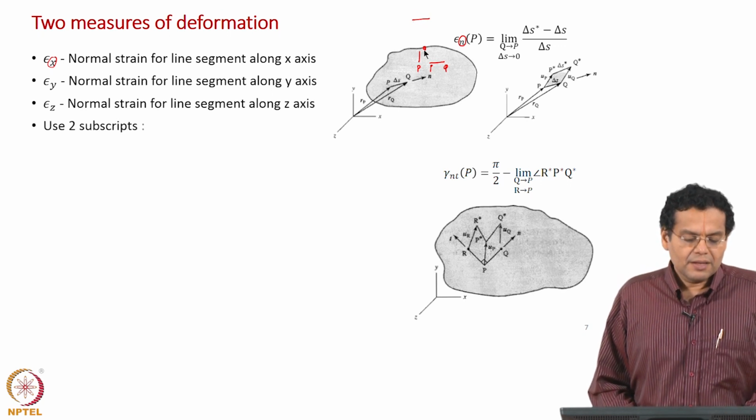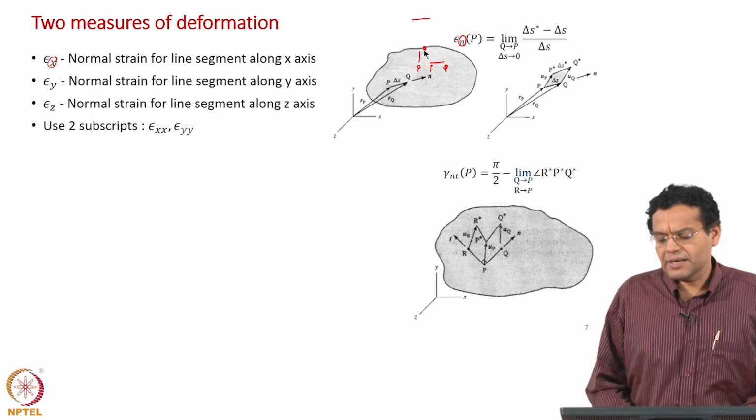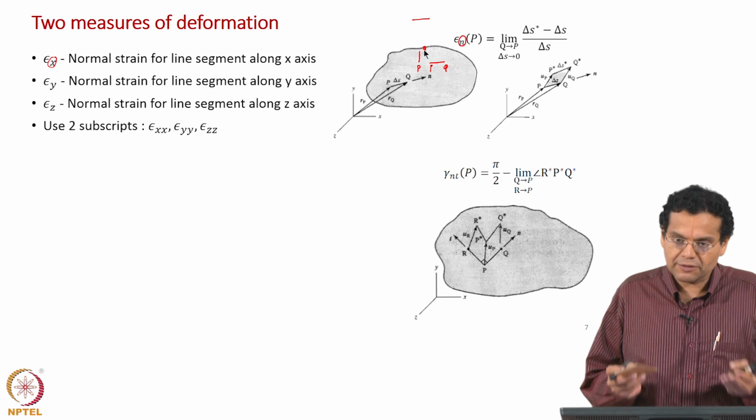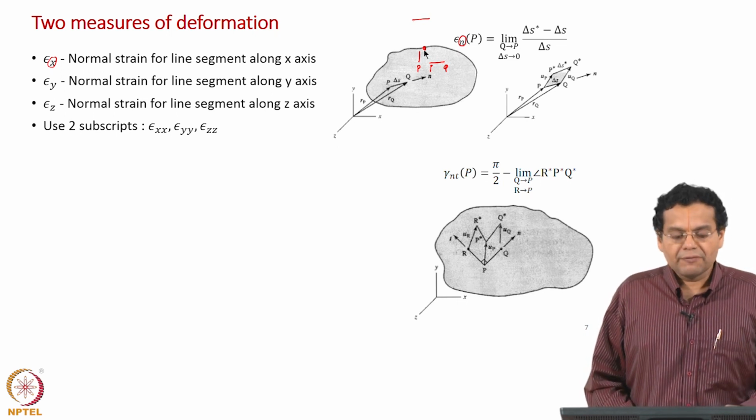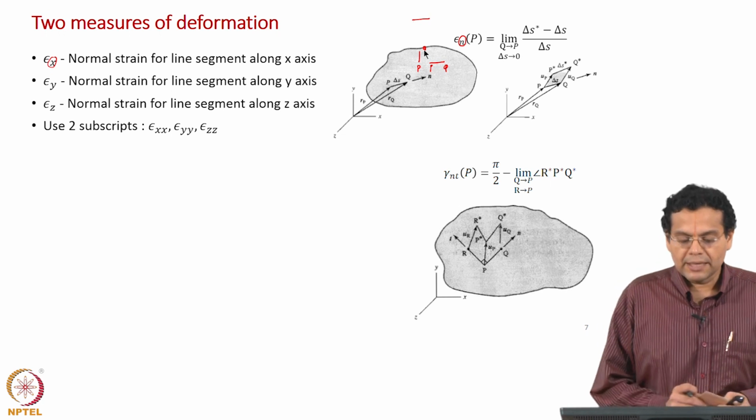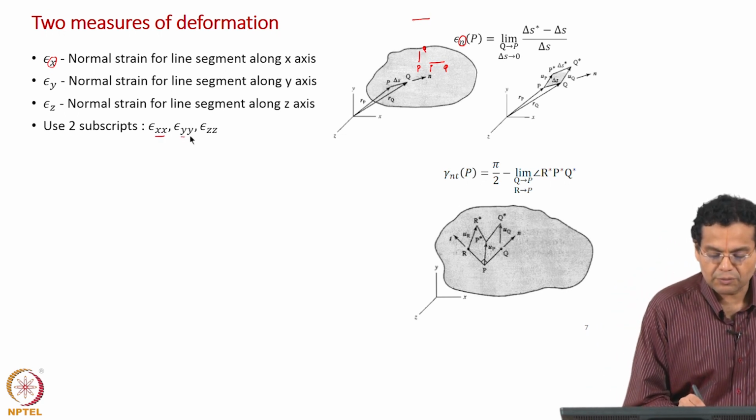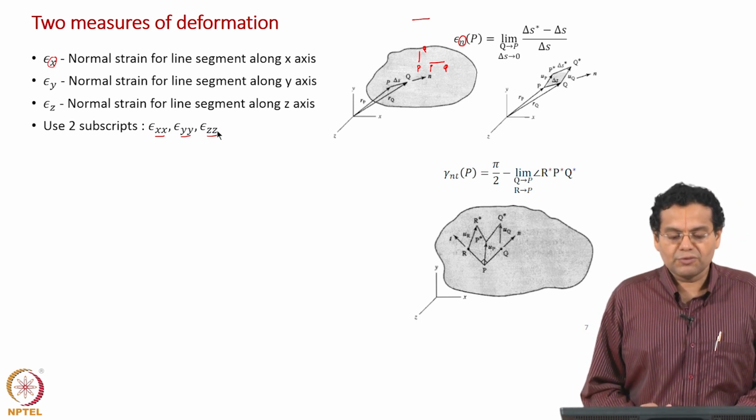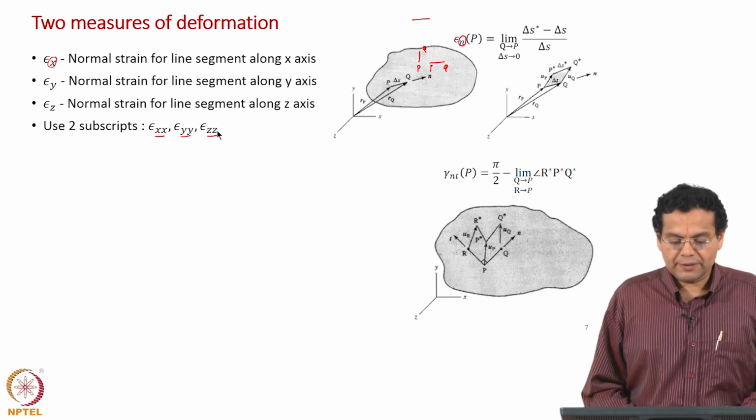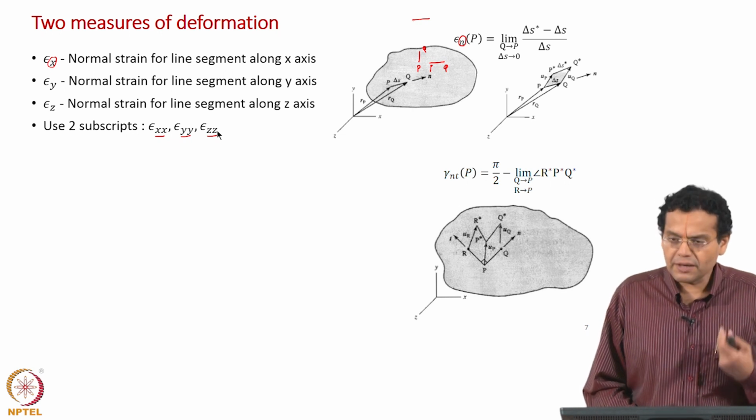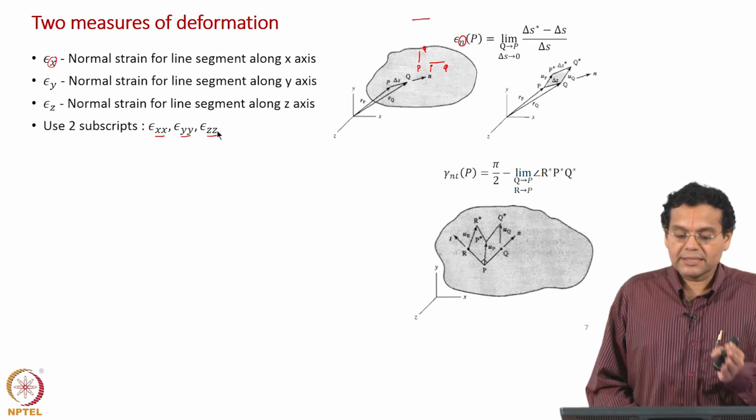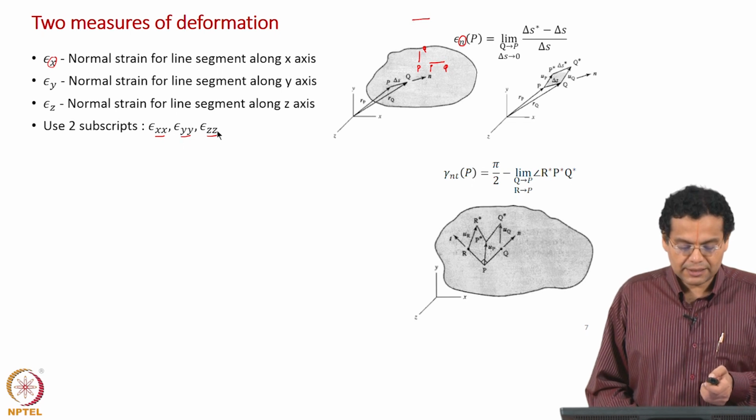Okay, now for the case of shear strain, we had two subscripts, but for the case of normal strain we have only one subscript. One subscript is sufficient, but to be uniform we will represent normal strain using two subscripts, namely epsilon xx, epsilon yy, epsilon zz, because there is only one direction here, but to have uniformity we will use two subscripts as epsilon xx, epsilon yy, epsilon zz. Okay. So our nomenclature for normal strain for line segment along x axis will be epsilon xx, accordingly other directions.